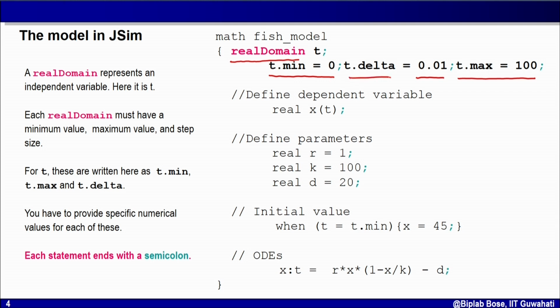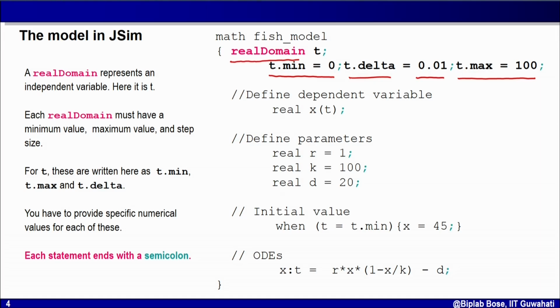So what I have done here, I have defined t as an independent variable and marked it as a real domain. I have provided JSim the minimum value of t, that is 0. I have provided it the maximum value of t, that is 100. You can change it to some other value. And in fact, you can change this value later on also while doing the simulation. And you have to tell the increment in time, that is t delta, which I have defined as 0.01. You can change this value later on during simulation also.